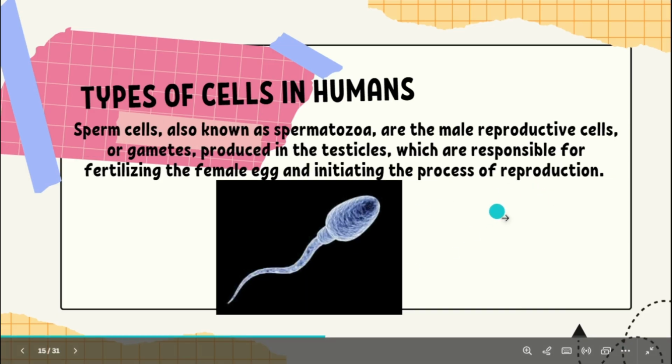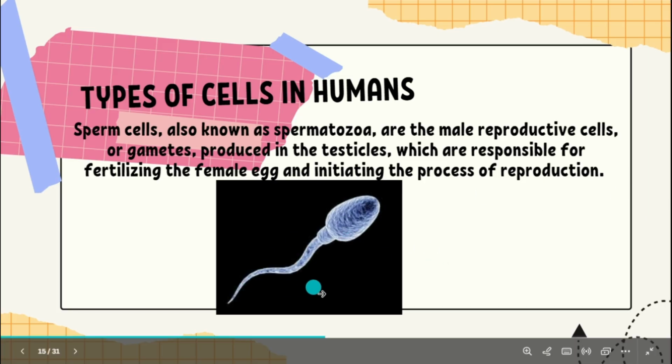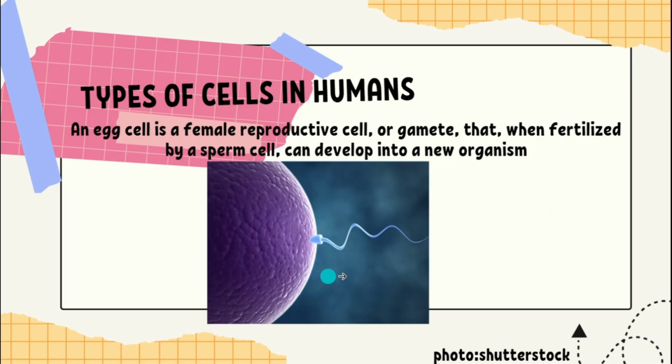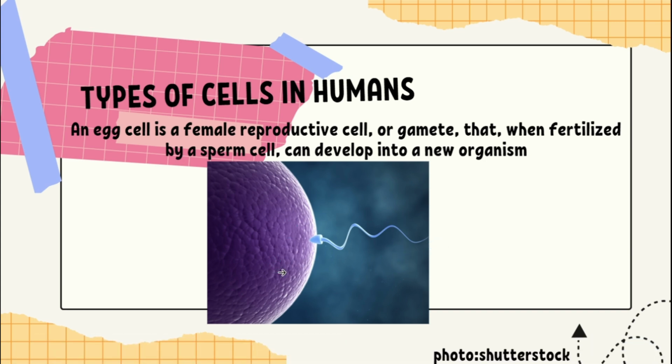Then we have our sperm cells, and these are basically male reproductive cells. They're produced in the testicles, and they're responsible for fertilizing the female egg. Very simple. You have the head, you have the tail, a very simple diagram. Then you have this one showing the egg and the sperm fertilizing the egg in this photo. So the egg is the female reproductive cell, and it gets fertilized by a sperm cell in order to create offspring.